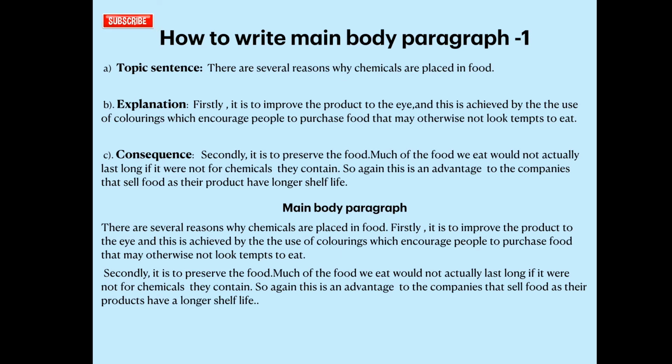Now let me read it out. There are several reasons why chemicals are placed in food. Firstly, it is to improve the product to the eye, and this is achieved by the use of colorings which encourage people to purchase food that may otherwise not look tempting to eat. Secondly, it is to preserve the food. Much of the food we eat would not actually last long if it were not for the chemicals they contain.